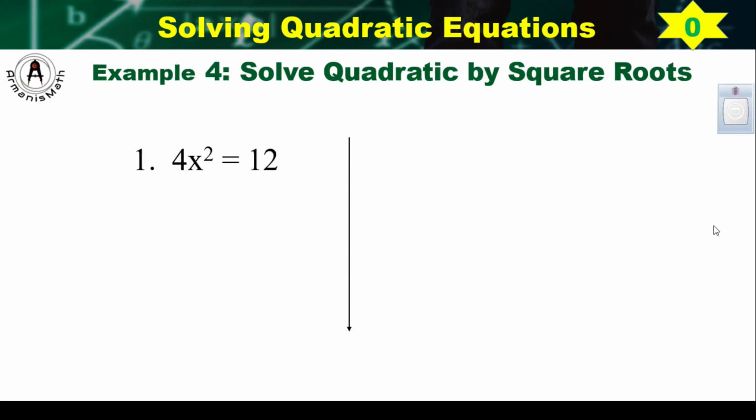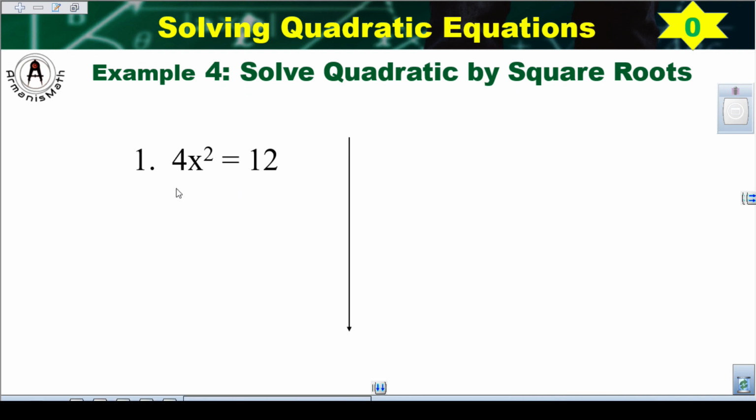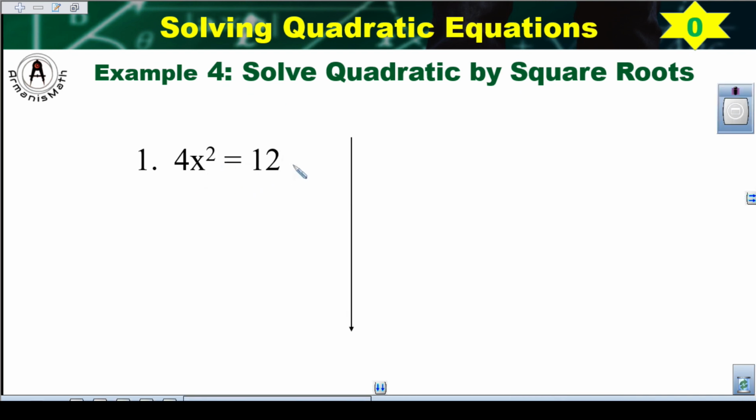Okay, here we go. Now this one's solved by the square root. So we're going to solve a quadratic by the square root. What does that mean? Well, let's take a look. We've got this problem here: 4x squared equals 12. To get rid of the 4, x squared equals 12 over 4, which is 3. So x squared equals 3. Well, what is x by itself? x by itself is going to be plus and minus the square root of 3.